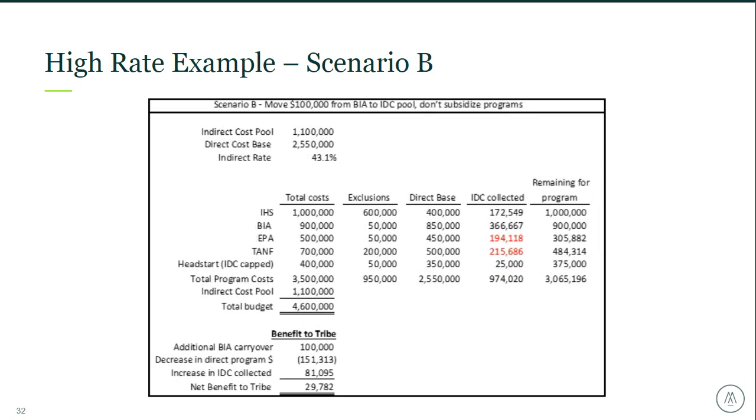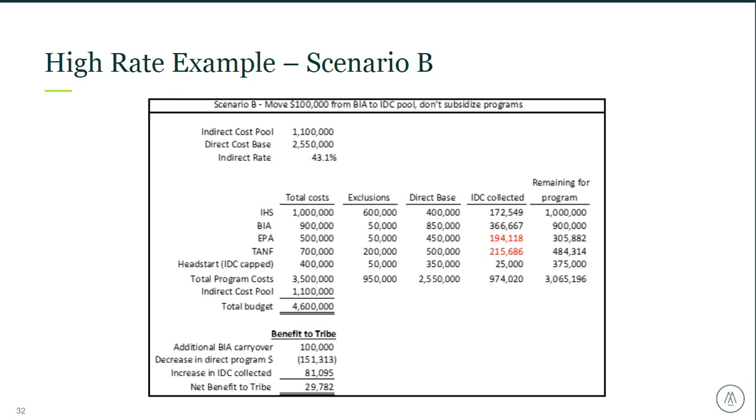let's say I find out of the BIA program there are about $100,000 of costs that can actually be charged to the indirect cost pool. They should be charged to the indirect cost pool. So I'm moving out of the BIA of $1 million, I'm moving $100,000 to the indirect cost pool. What does this do to the equation up here?